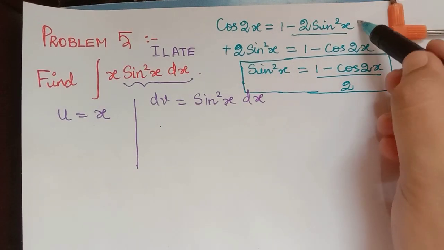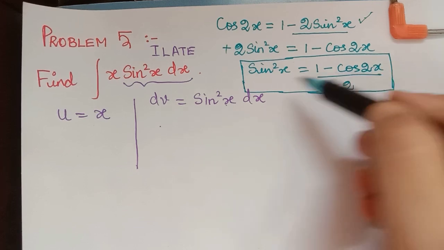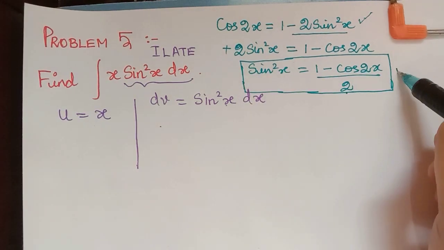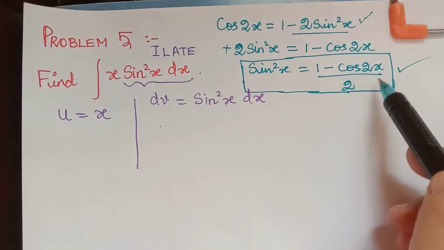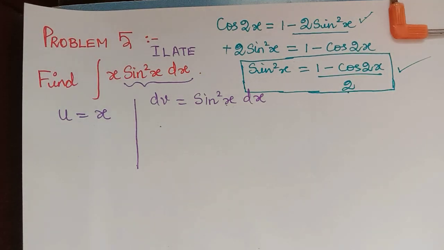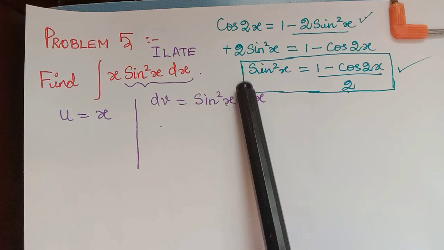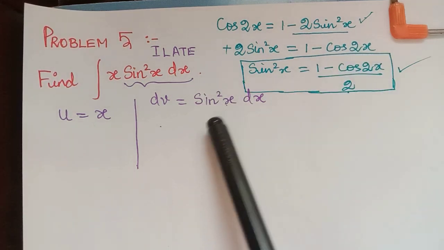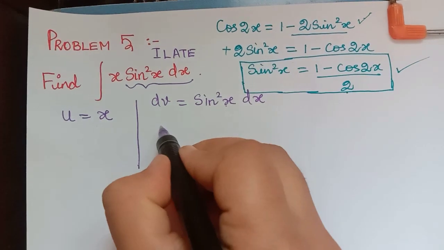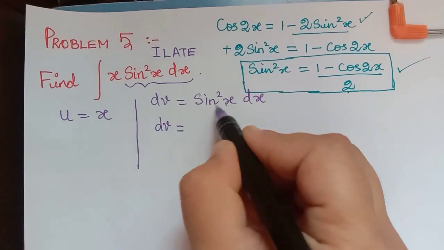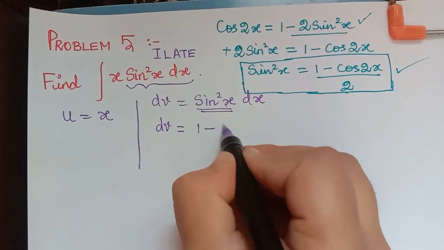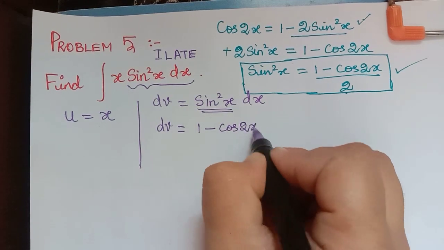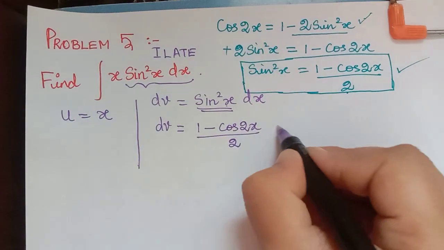Either you can remember this formula and bring it in this form, or you can remember this as a formula itself. So sine squared x is equal to 1 minus cos 2x divided by 2. So now we have to rewrite this sine squared x by substituting this in its place. So from this dv will be equal to, so instead of sine squared x, we are going to rewrite it as 1 minus cos 2x divided by 2 dx.